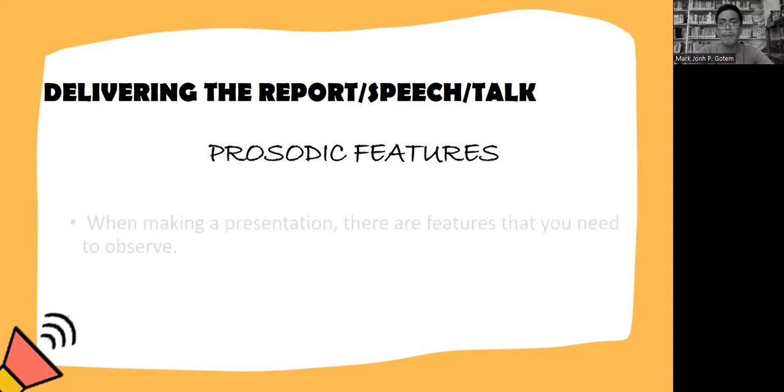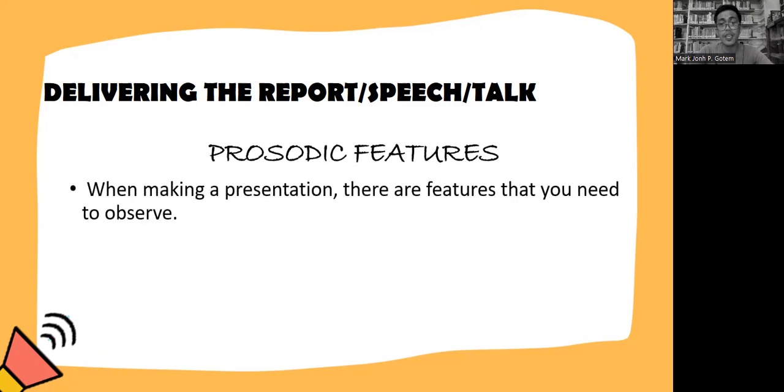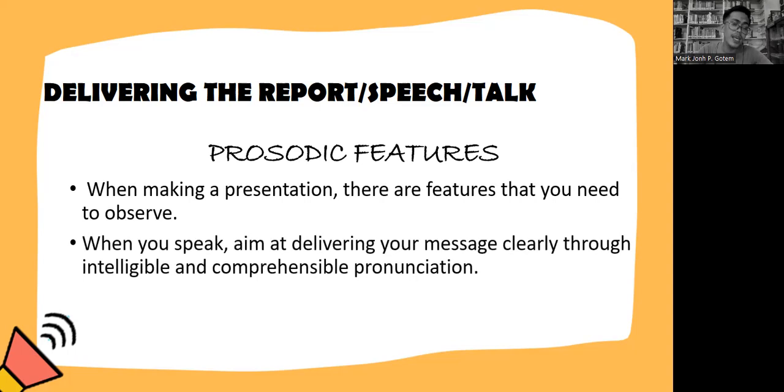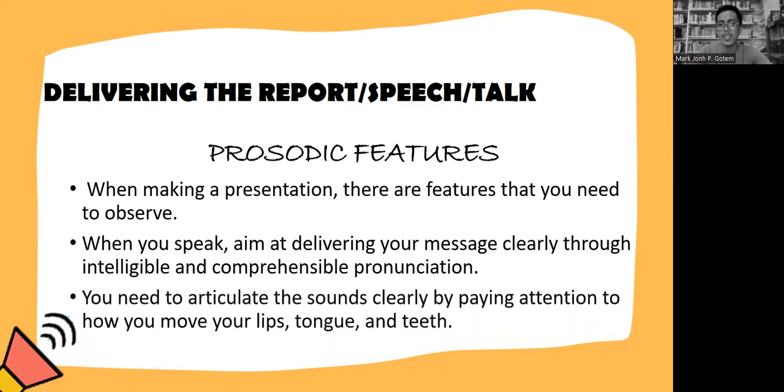And when making a presentation, there are features that you need to observe. When you speak, aim at delivering your message clearly through intelligible and comprehensible pronunciation. You need to articulate the sounds clearly by paying attention to how you move your lips, tongue, and teeth. Careful with that, okay?